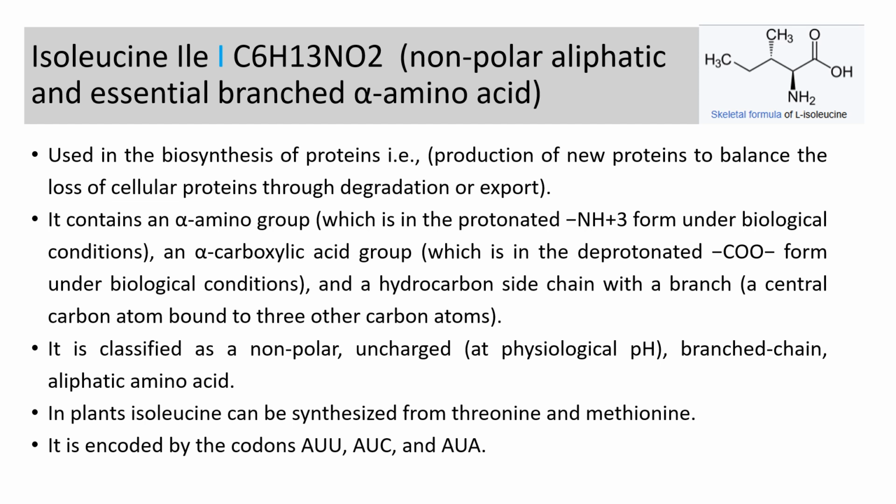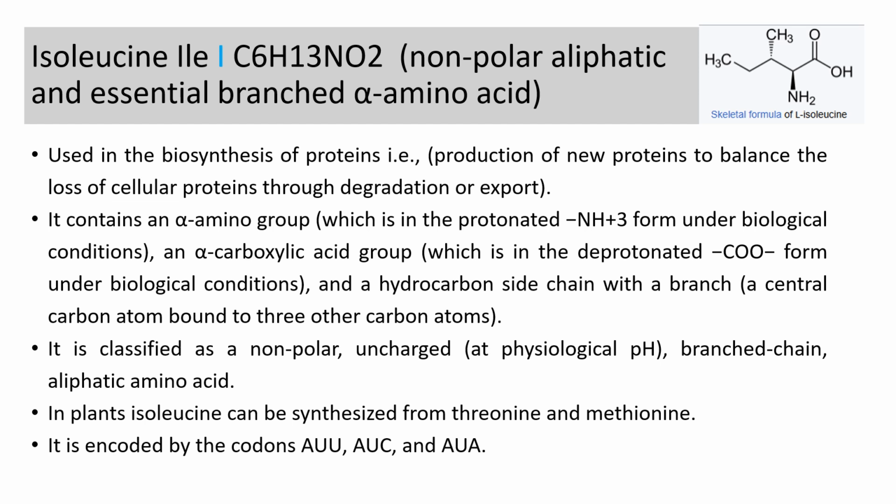It is classified as non-polar, uncharged at physiological pH, a branched chain aliphatic amino acid. Okay, so remember this, very important. Isoleucine is very important because it is one of the branched chain amino acids. They make up 22% of amino acids in a human body, so always remember that.